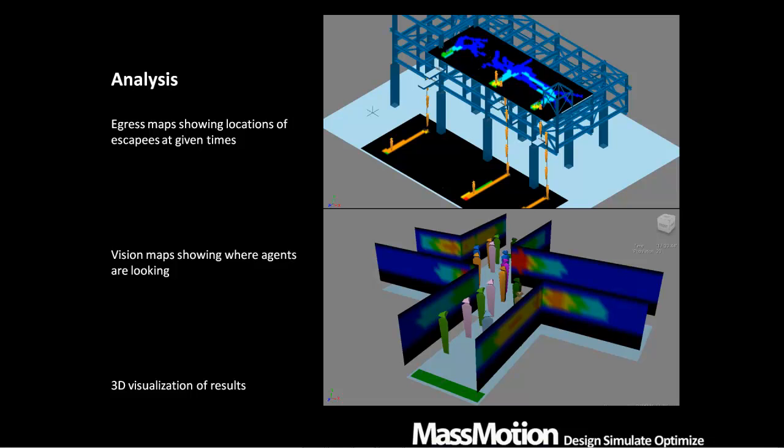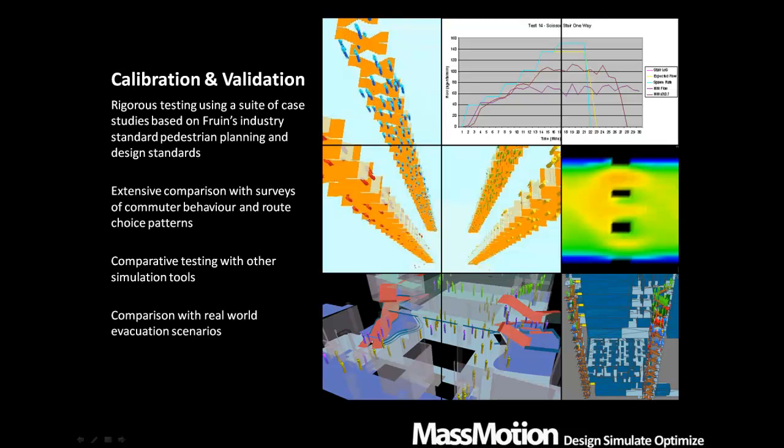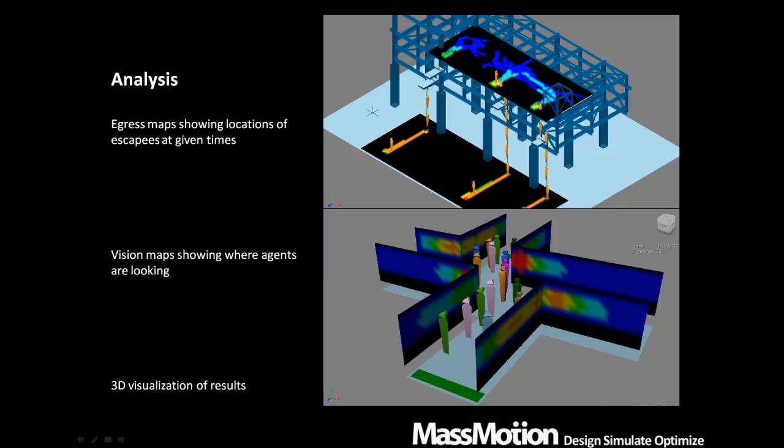Other analysis options. Egress maps show where agents are on a floor for a particular time frame, seen by the color contours. The vision maps: because the agents are looking where they're going to avoid bumping into other agents and barriers and so on, using a social forces model, you can plot the aggregation of where the agents are looking. So you can work out good locations for signage, for advertising and so on.